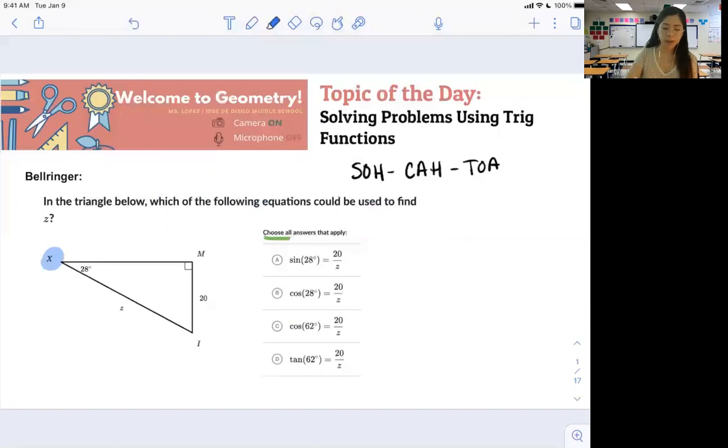Careful, Jalen. Where is 20 located? It's located across. So 20 is not adjacent. What is it? That's opposite.